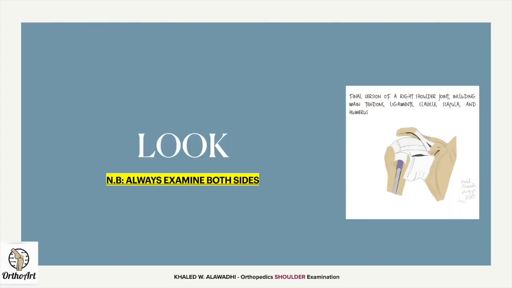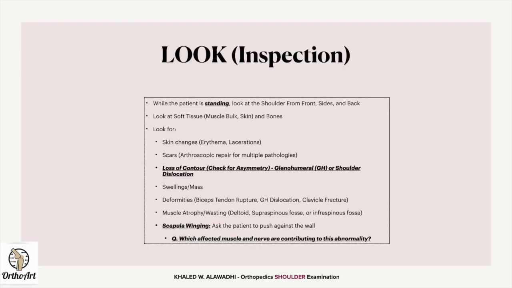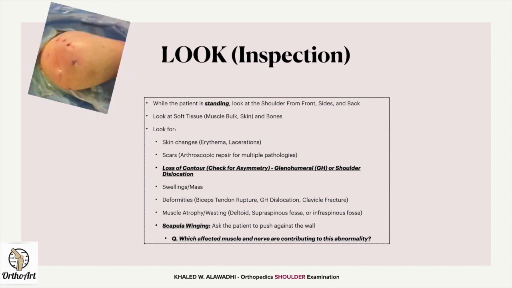Then we'll start with look. So always examine both sides. Make sure the patient is in a standing position. On inspection, while the patient is standing, you always look at the shoulder from the front, sides and back. So look at the soft tissue, the muscle bulk, the skin and the bones. You have to look for skin changes, erythema, lacerations, scars, and arthroscopic repair for multiple pathologies, as shown here, evident by this image.